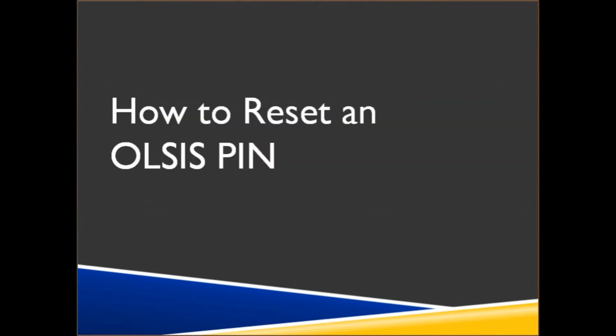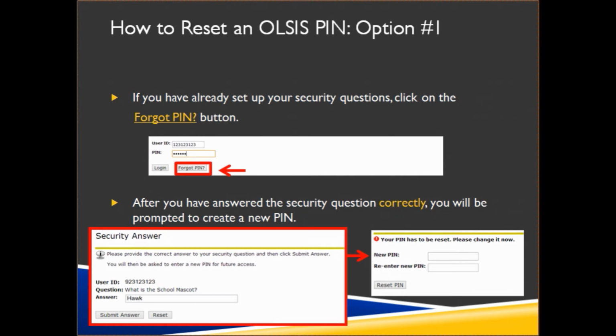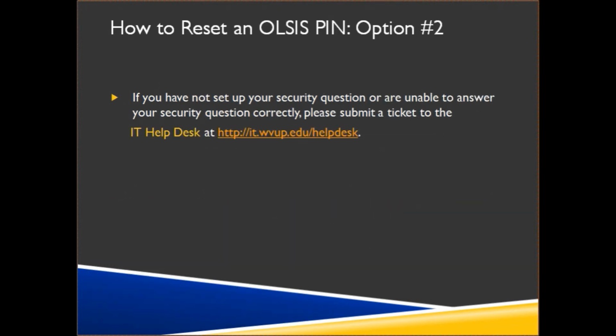How to reset an Olsis PIN. If you have already set up your security question, click on the Forgot PIN button on the user login page underneath the PIN text box. After you have answered the security question correctly, you will be prompted to create a new PIN. Option 2. If you have not set up your security question or are unable to answer your security question correctly, please submit a ticket to the IT Help Desk. This can be done at http://it.wvup.edu/helpdesk.